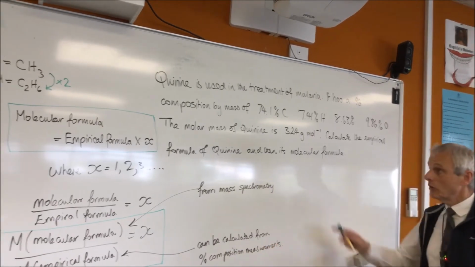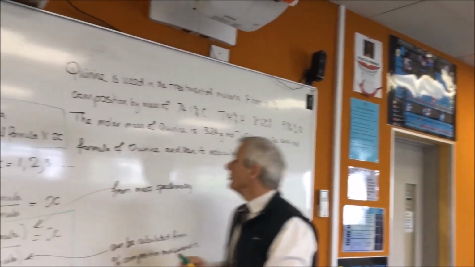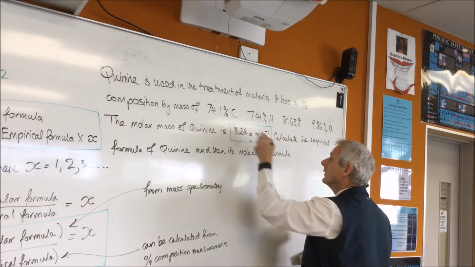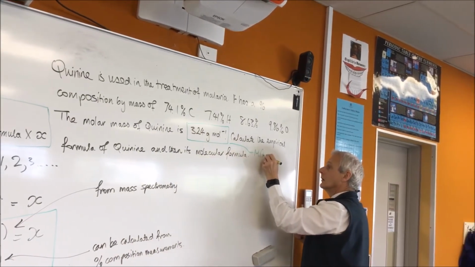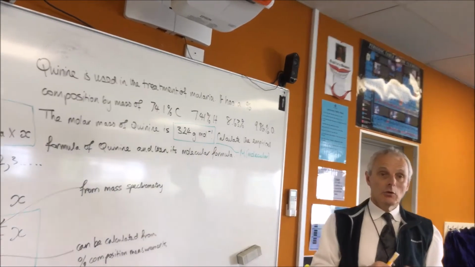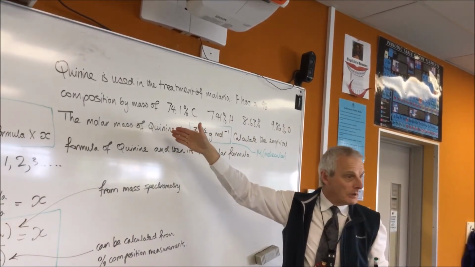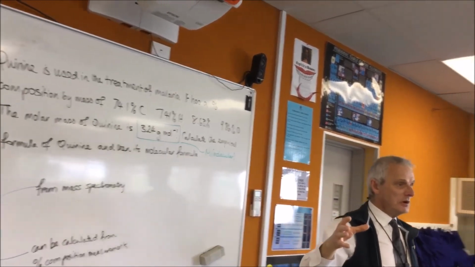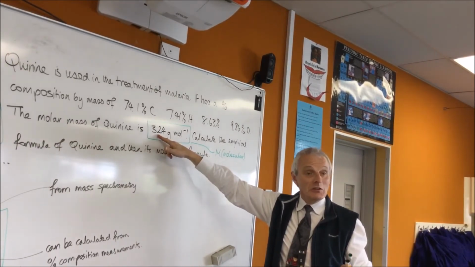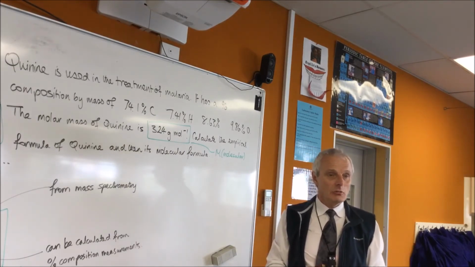And that's what we're going to do with the example on the board. So we're given this, which is here. What we've got to do is first of all use this data here to work out the empirical formula. Then we can work out the molar mass of that empirical formula, divide it into this value here, and we'll get an integer number. So then we can take that integer number, multiply the empirical formula by that, and that's what our molecular formula is. So it's a relatively straightforward procedure.